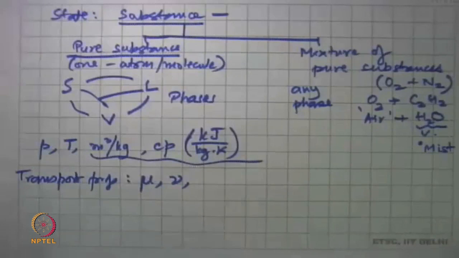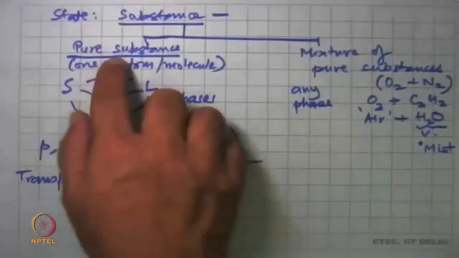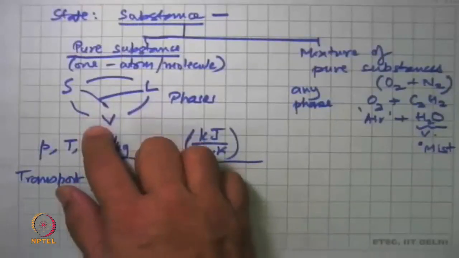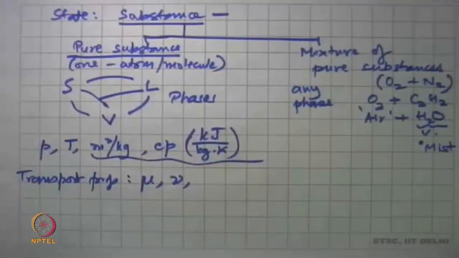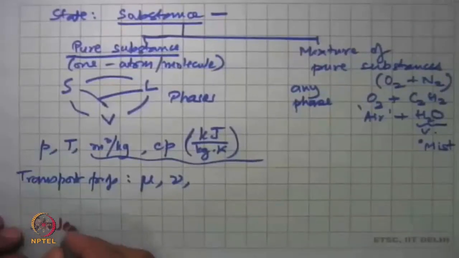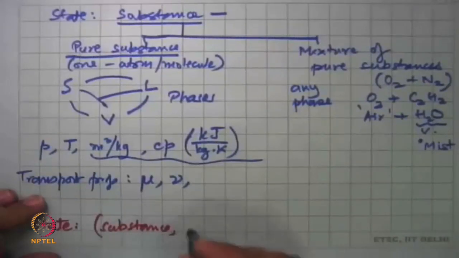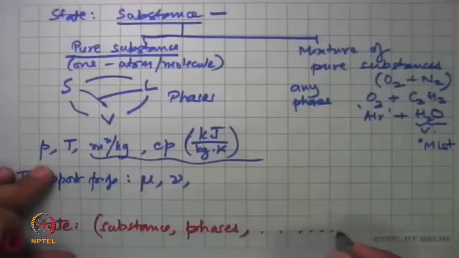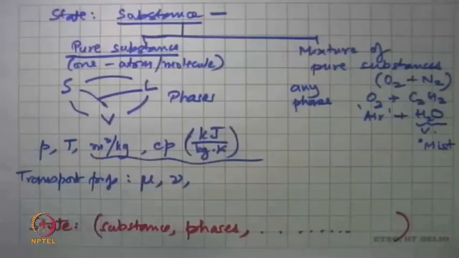Okay, so what we have done now, we said that we have a system. We say what is its state, and we define the state by first telling what is the substance. Hopefully it is one phase, maybe two phases, three phases, doesn't matter, we specify that also. So to completely specify the state, what we need to specify is, one, what is the substance? Two, what are the phases that exist? And then some properties of the substance. That is a complete definition of the state.